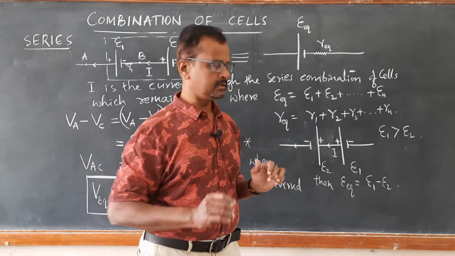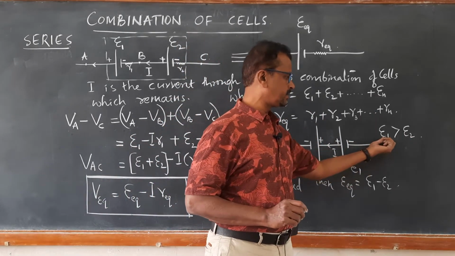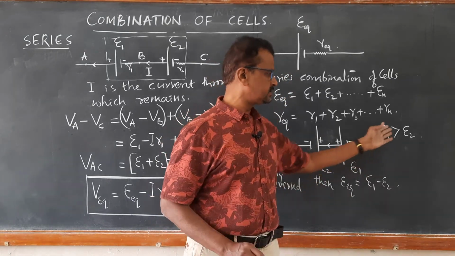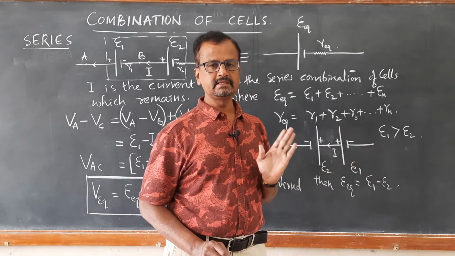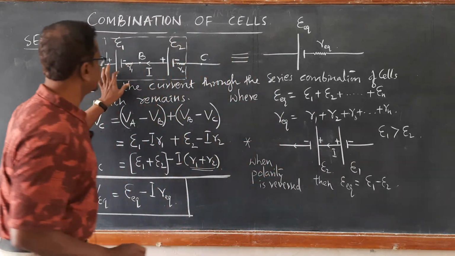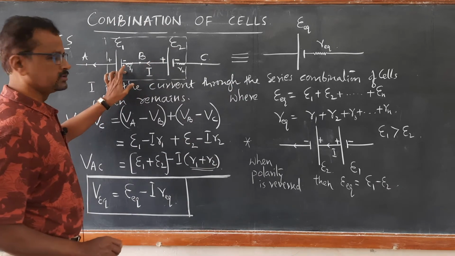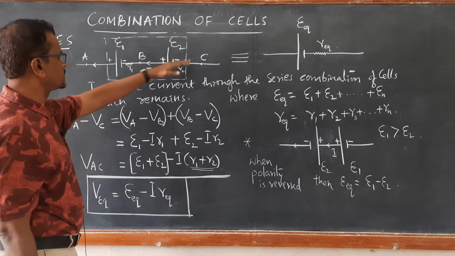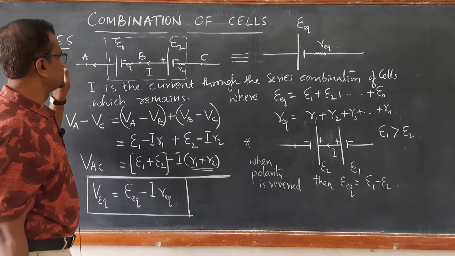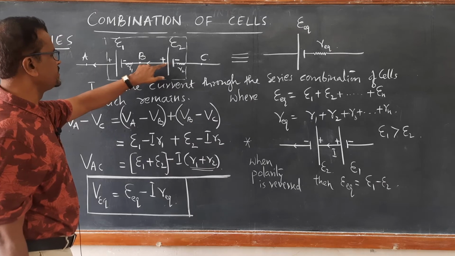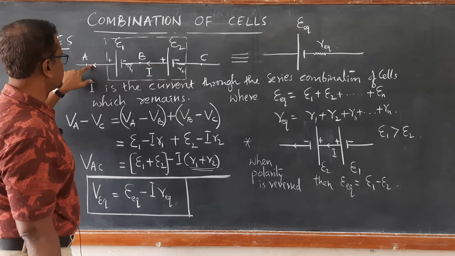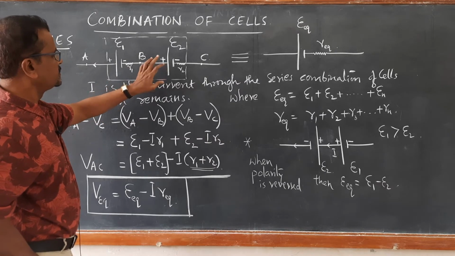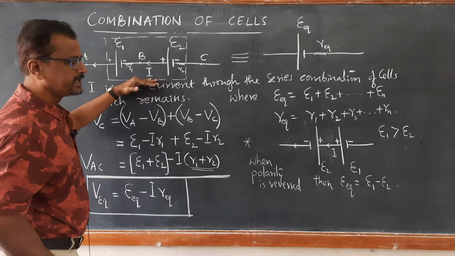For example, suppose this is a 12 volt battery. The cell E1 is of 12 volt, and cell E2 is of say 6 volt. If they are connected in this order, 12 volt and 6 volt, then it will be 12 plus 6, 18 volt. There is no problem at all, because the current is flowing in the same sense. In both cases, the current is leaving from the positive terminals, here also from the positive terminal, here also from the positive terminal. Therefore, 12 plus 6 becomes 18 volt.